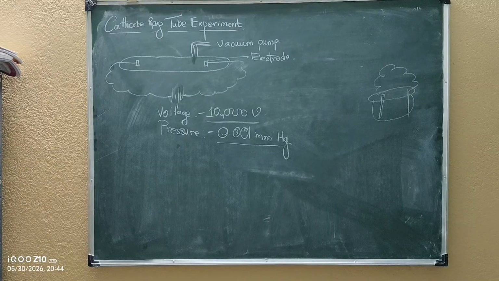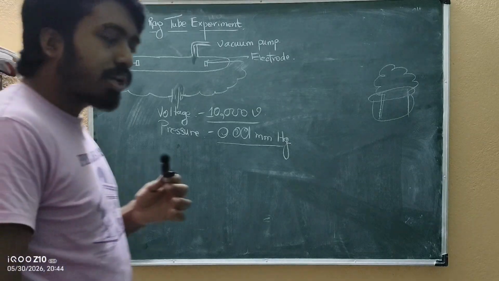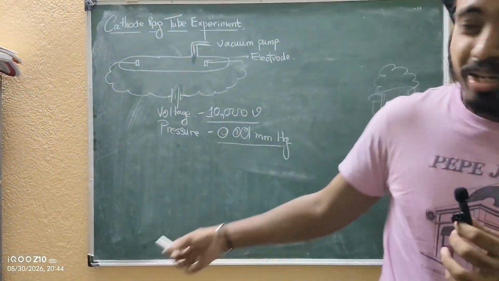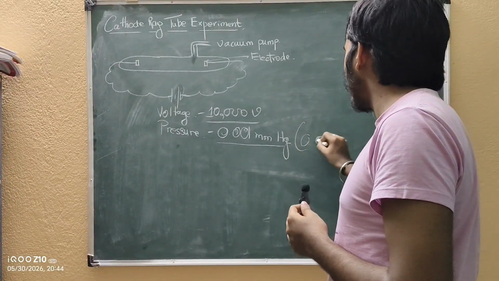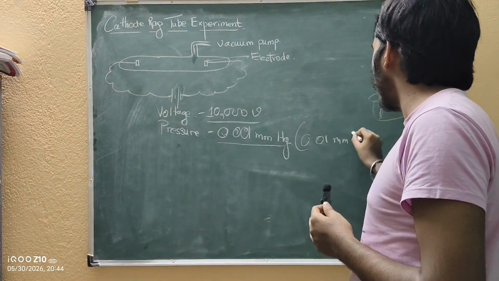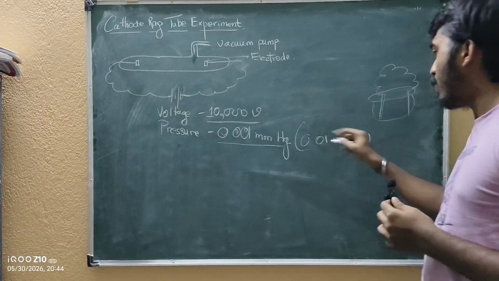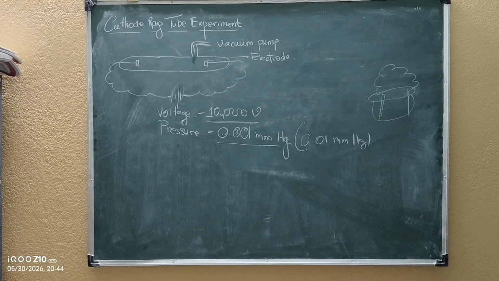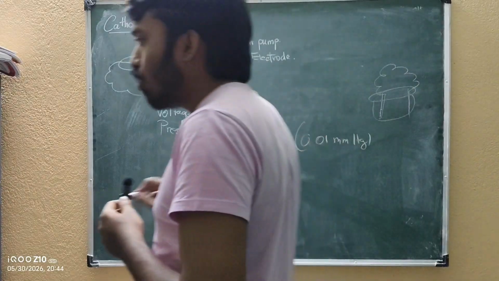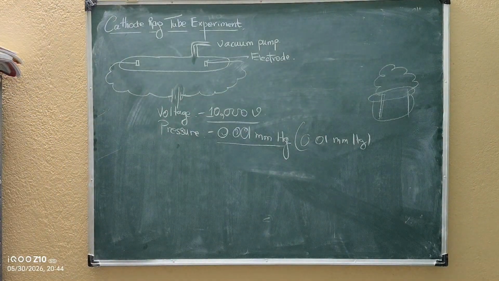Understood? In some books it is given as 0.01, depending on the book it changes. Somewhere you will get this value, somewhere you might get 0.001. That's not the point. Just understand that the pressure is very low. It is usually in the range of 10 to the power minus 2 to minus 4. Here I have written minus 3, the average of both.